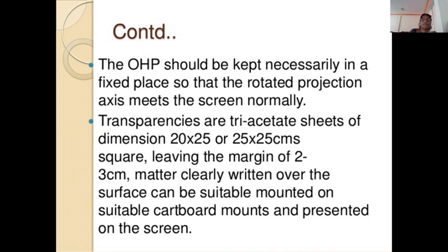Then the transparency size is 20 by 25 or 25 by 25 centimeters square. We have to leave a margin of 2 to 3 centimeters. Then we have to write the content very clearly, very neatly, and related to our topic. For example, if you are explaining about etiology, you have to write only etiological points, not clinical manifestations.